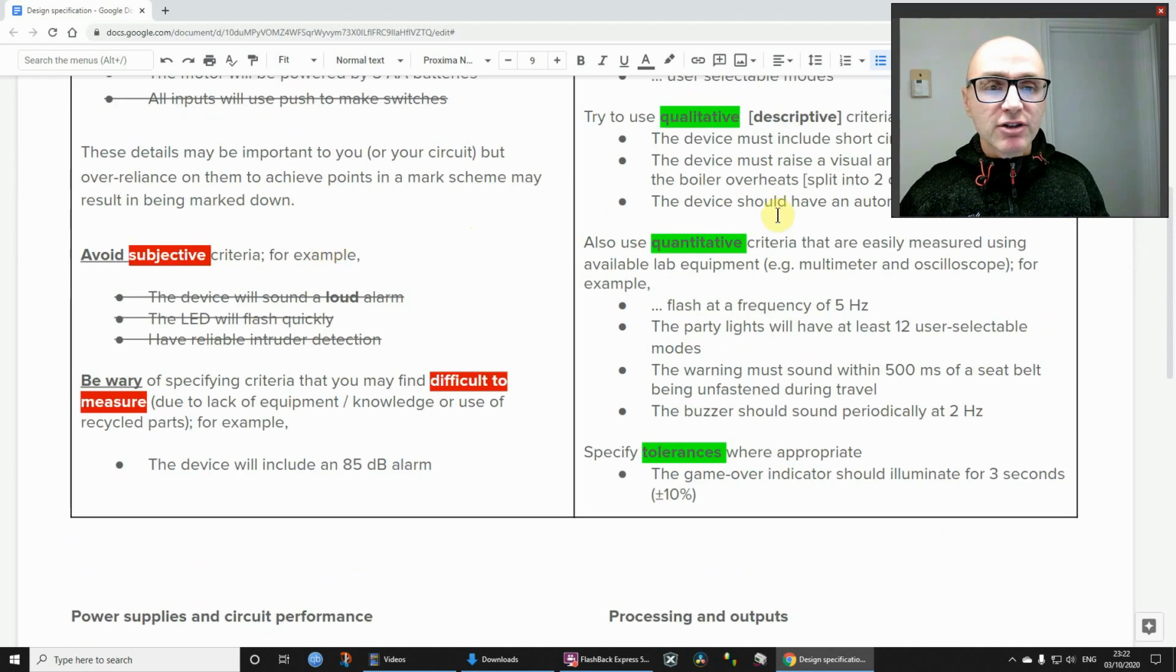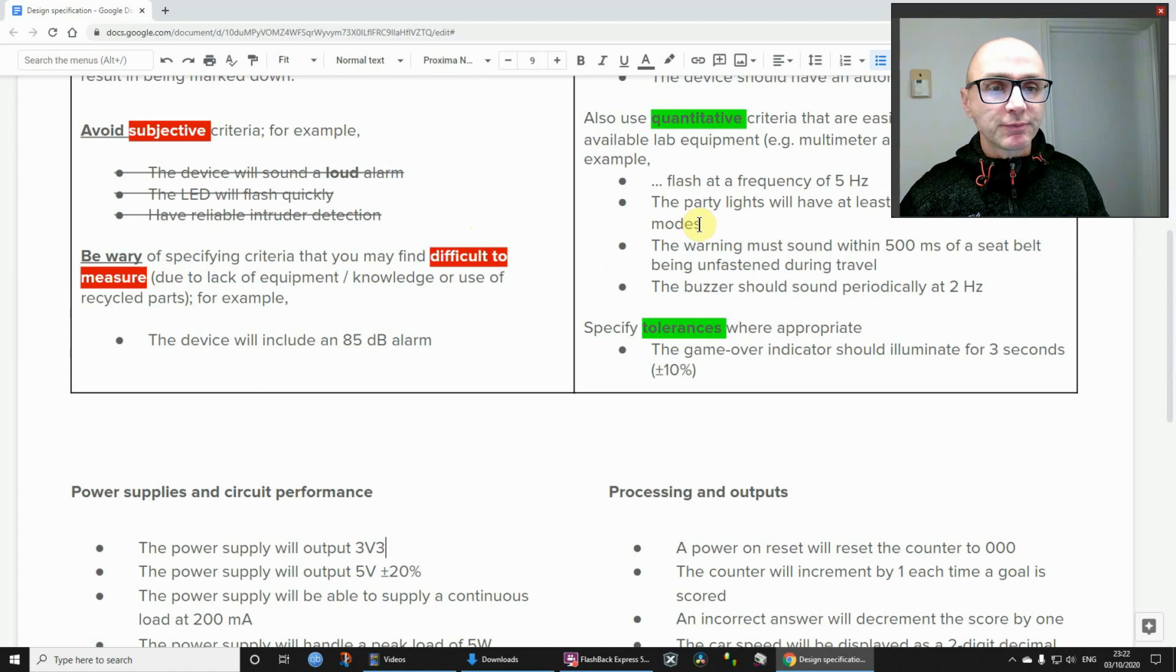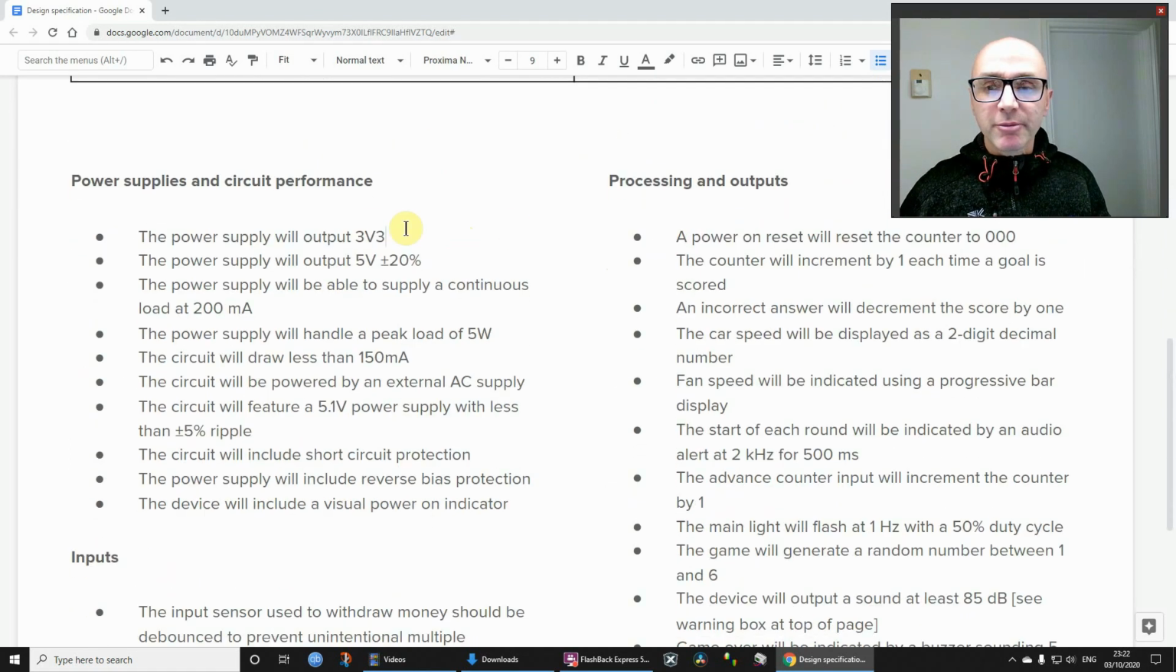Okay, so it's a measurable criteria. It's not subjective. It's absolutely fine. There you've got measurable criteria with some tolerance on. The power supply will be able to supply a continuous load at 200 milliamps. Well, easy enough to measure. You can stick a resistor on it so it pulls 200 milliamps. You can use a multimeter to check the voltage doesn't droop, check the current as well, and yeah, easy, okay, no problem.